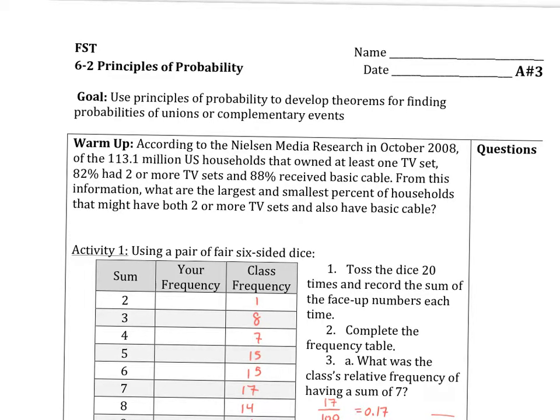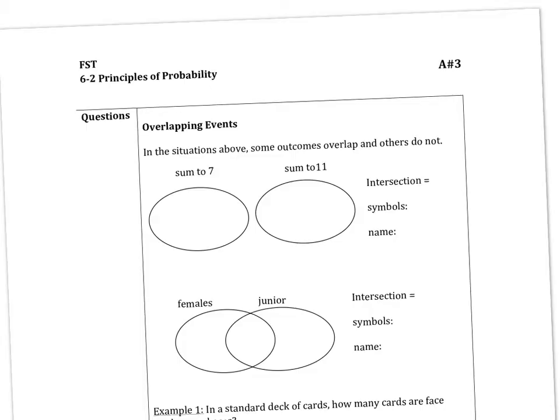So our main goal for today, when we finish this up, is to use principles of probability to develop theorems for finding probabilities of unions or complementary events.